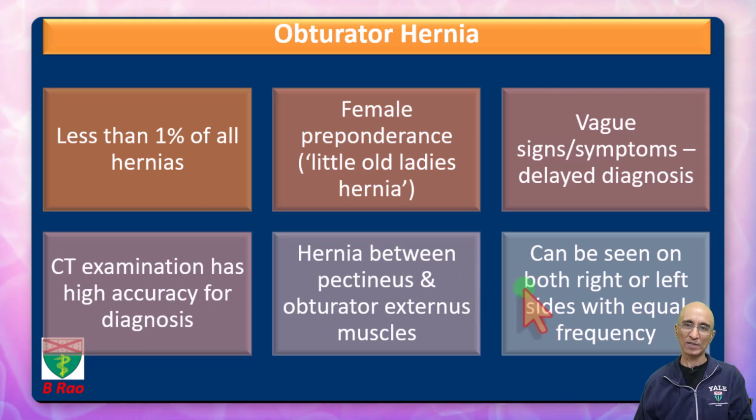Initially, it was thought that the hernia is seen only on the right side, as the sigmoid colon prevents the hernia on the left side. However, this is not true. Based on my literature review, it looks like the hernia can be seen on both the right and left side. Indeed, in our patient, the hernia was on the left side.